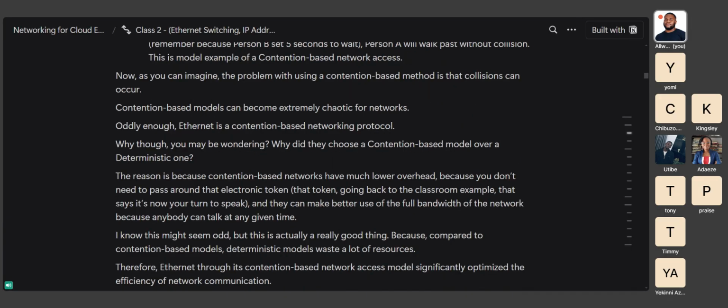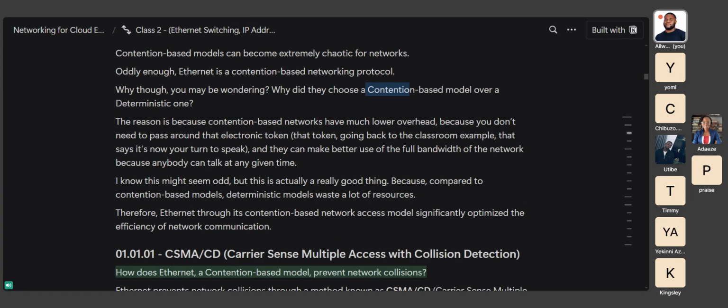Now, as you can imagine, the problem with using a contention-based method is that collisions can occur, right? And contention-based models can become extremely chaotic for networks. Oddly enough, Ethernet is a contention-based networking protocol. But why is that the case? You may be wondering why they chose a contention-based network over a deterministic one. The reason is that contention-based networks have much lower overhead, okay?